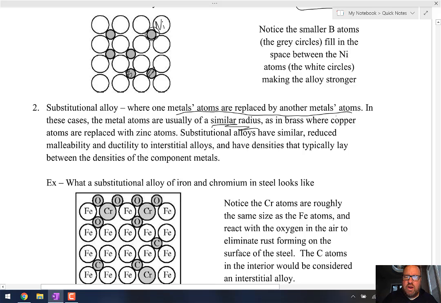And again, looking at the periodic table, copper and zinc are right next to each other. Copper and zinc would never form an interstitial alloy because in terms of size, they're both very, very similar in size. So copper and zinc absolutely would form a type of substitutional alloy. Similar to interstitial though, they do have reduced malleability and ductility, and their densities typically lie between the densities of the component metals. So the density of a copper-zinc substitutional alloy would be somewhat similar to, between the density of regular copper and regular zinc.